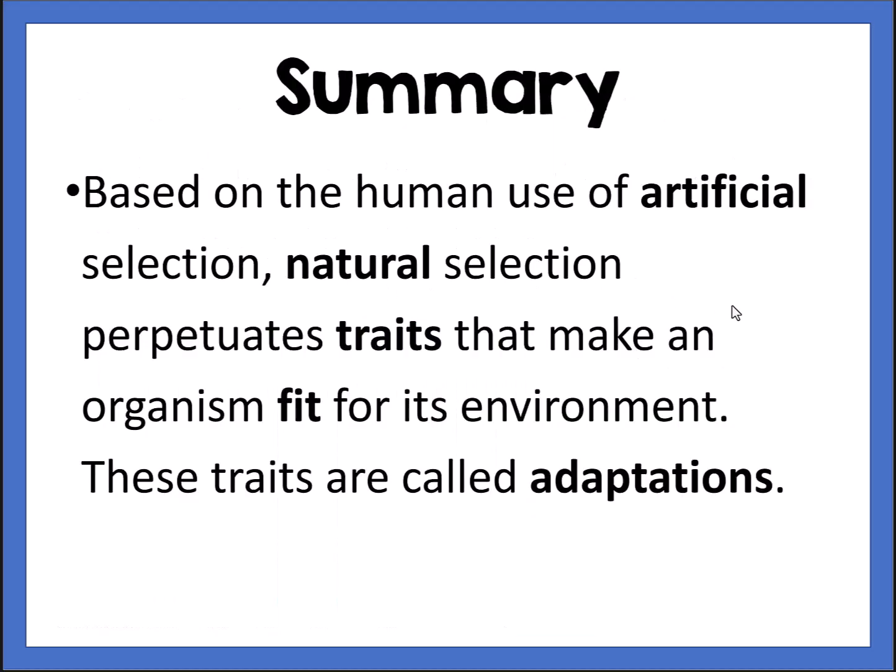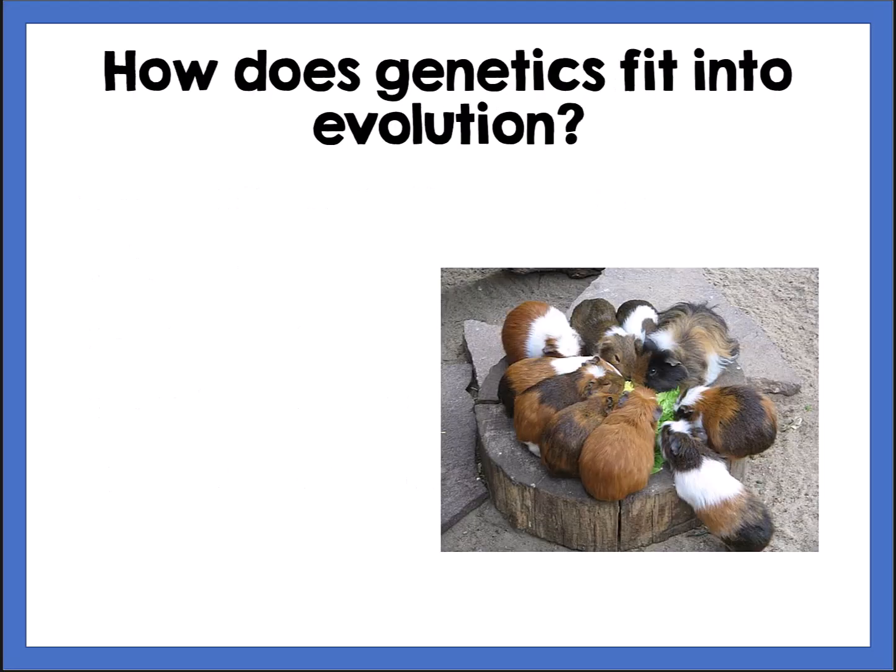So in summary, based on the human use of artificial selection, natural selection perpetuates traits that make an organism fit for its environment. These traits are called adaptations. As I mentioned, evolution and genetics fit closely together. So how exactly does genetics fit into evolution?